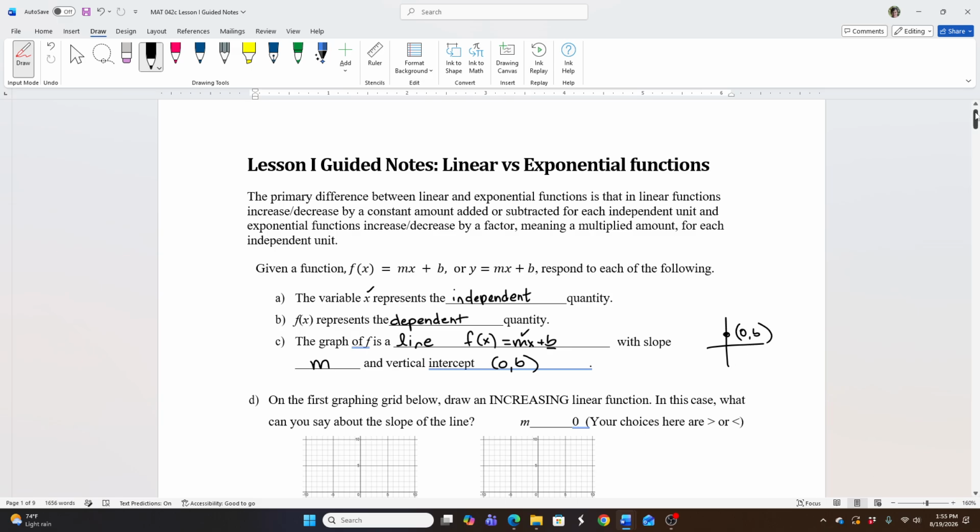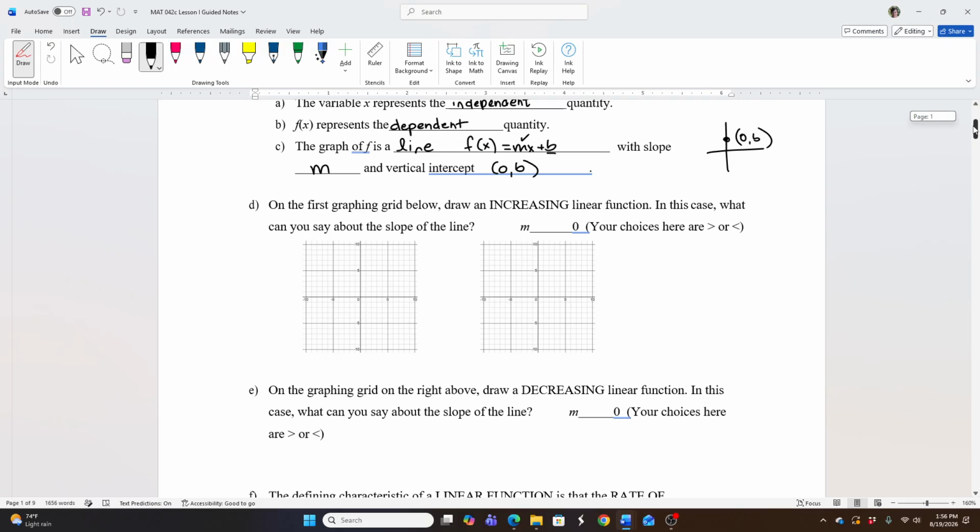Let's move this down. Now on the graphing grid below, draw an increasing linear function. So increasing from left to right goes up. In this case, your slope, m, is greater than 0. E says on the graphing grid on the right above, draw a decreasing linear function. So the line would go down. What can you say about the slope of this line? In this line, the value of m is less than 0, so it's negative.